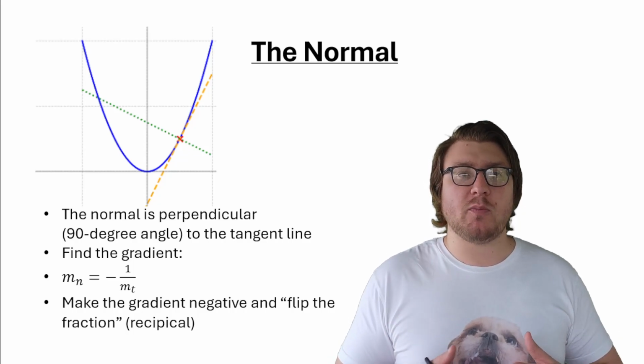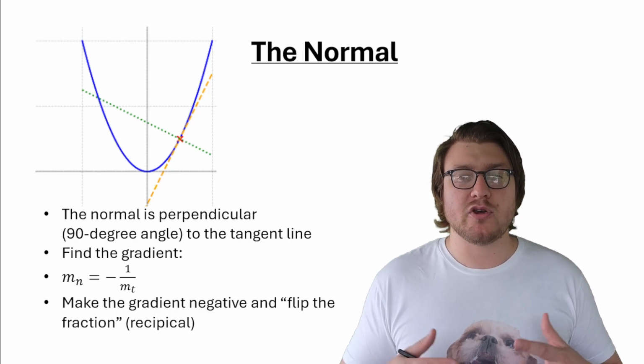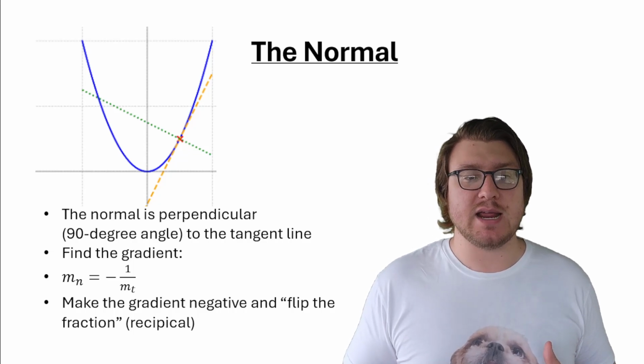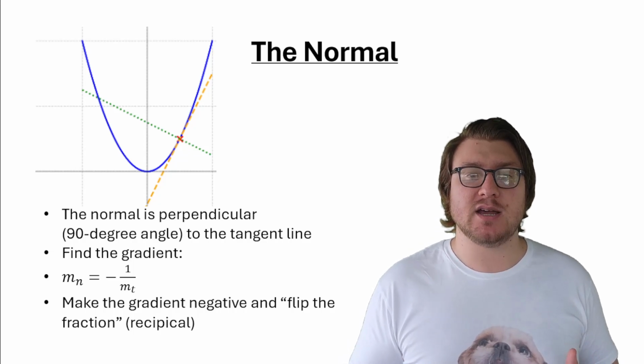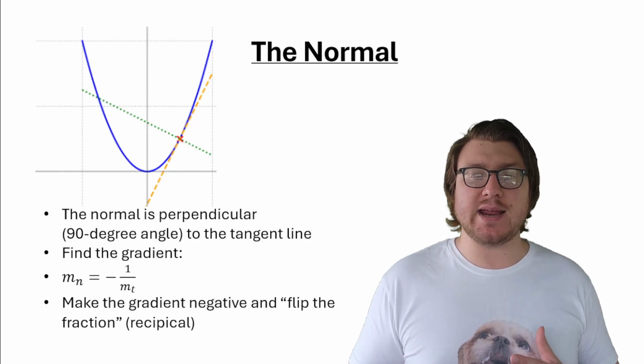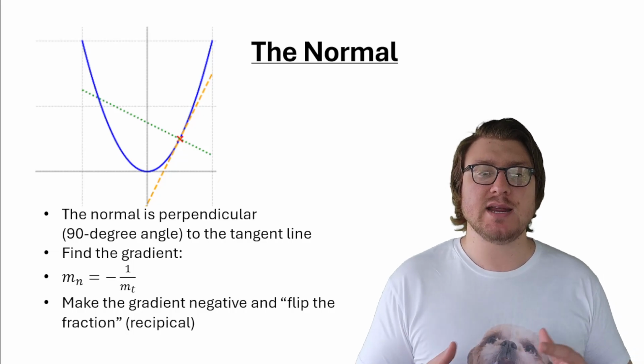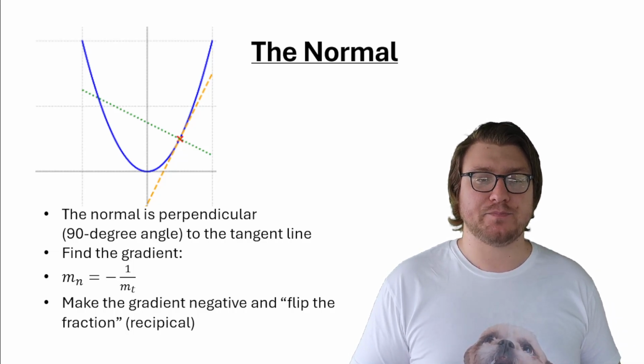Now, when we talk about the tangent line, we also need to talk about the normal. The normal is also a straight line, but it is perpendicular to the tangent line. That means we're on a right angle. We have a 90-degree angle between the tangent line and the normal line.